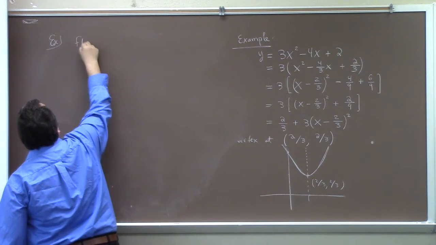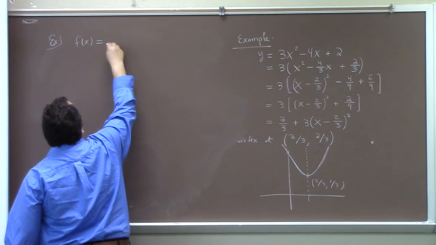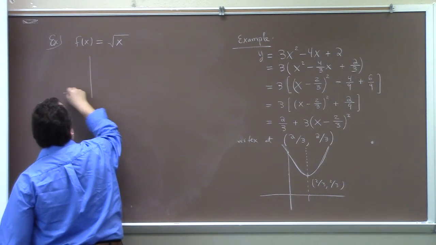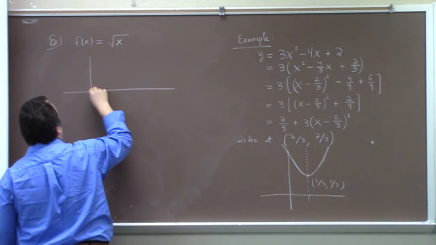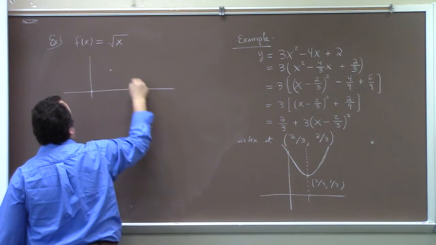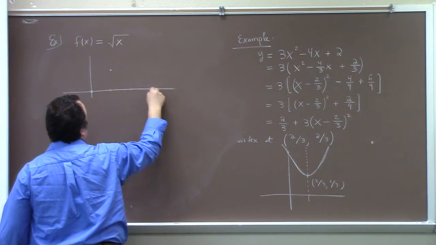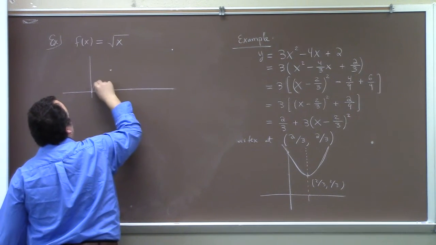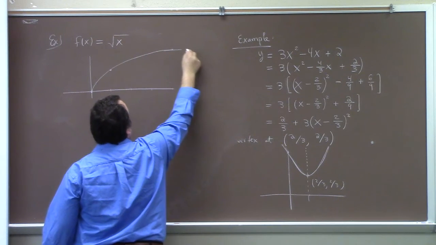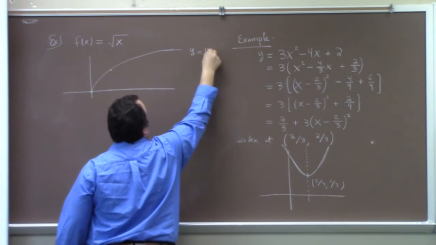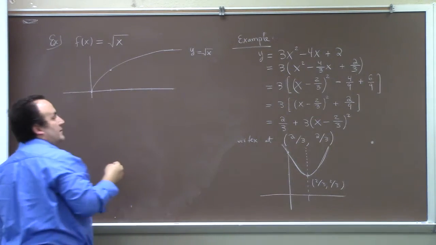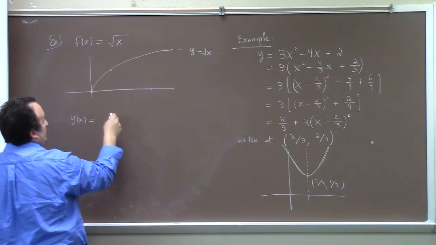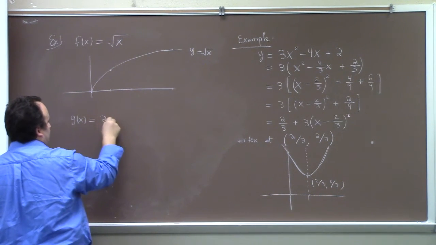So if we look at f of x equal to the square root of x as our starting function, that looks like what? Let me put in some points: 0, 1, 2. When we get to 4, we're at 2, right? So here's the graph, y equals the square root of x. So let's look at g of x equals 2 times the square root of x.